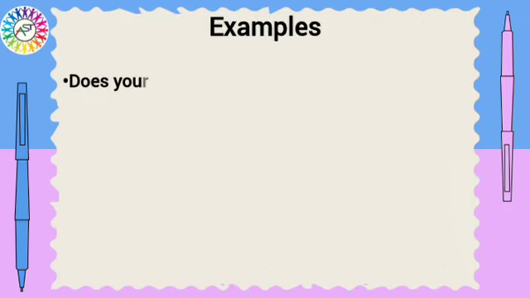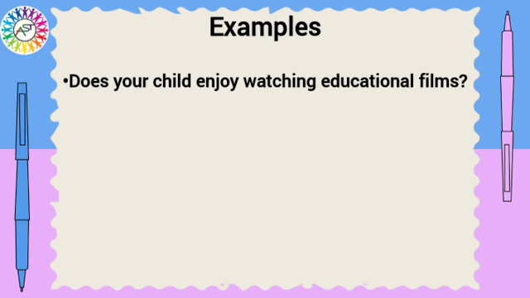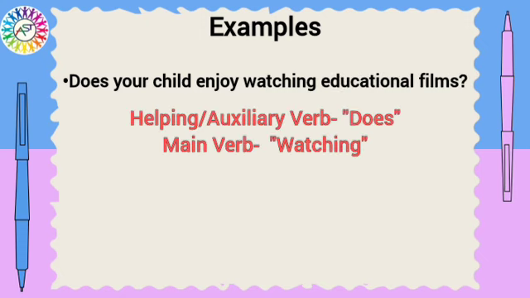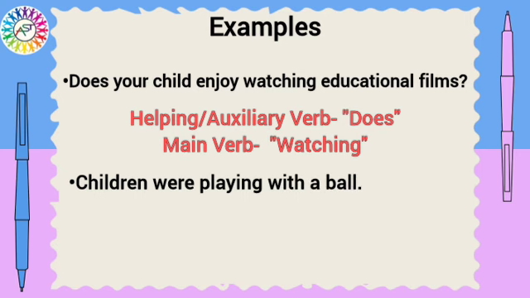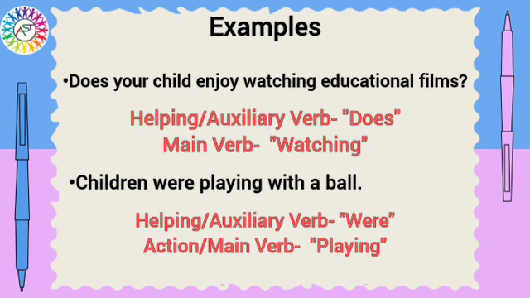Does your child enjoy watching educational films? So here the helping verb or the auxiliary verb is "does" and "watching" is the main verb, that is the action verb. Okay, next, children were playing with a ball. So here "were", W-E-R-E, is the auxiliary verb and "playing" is the action verb.